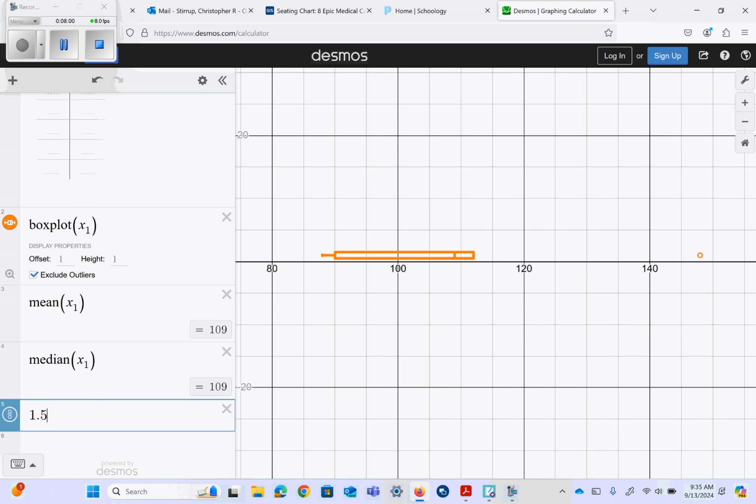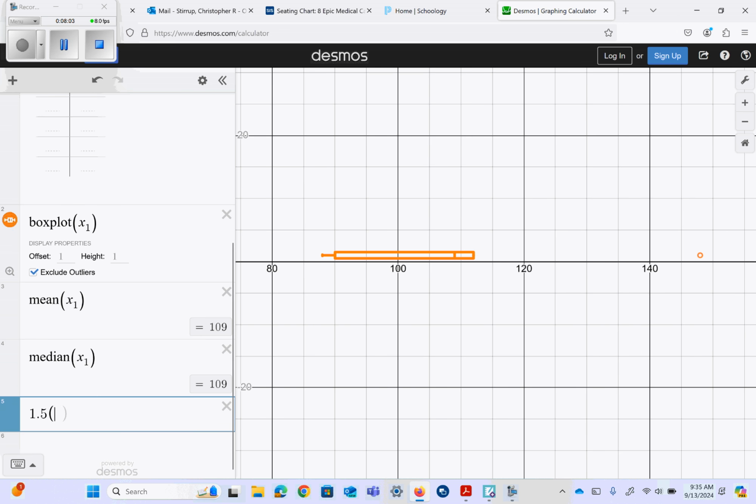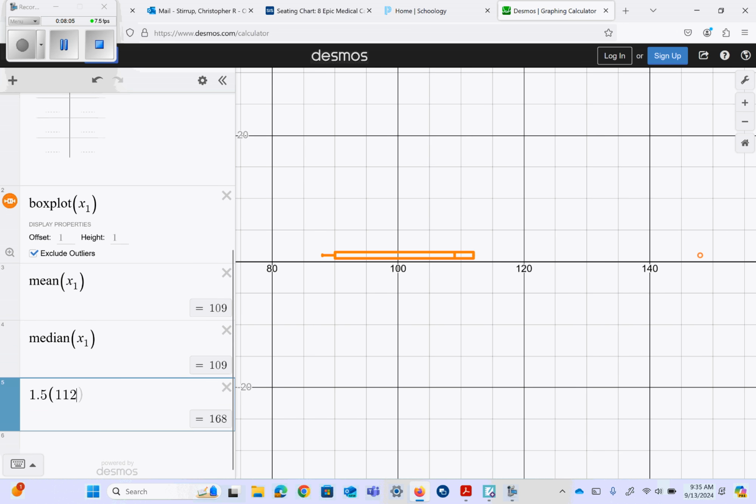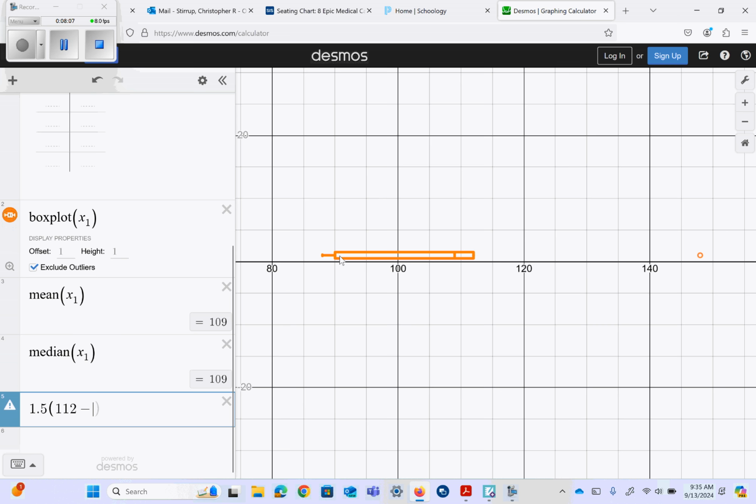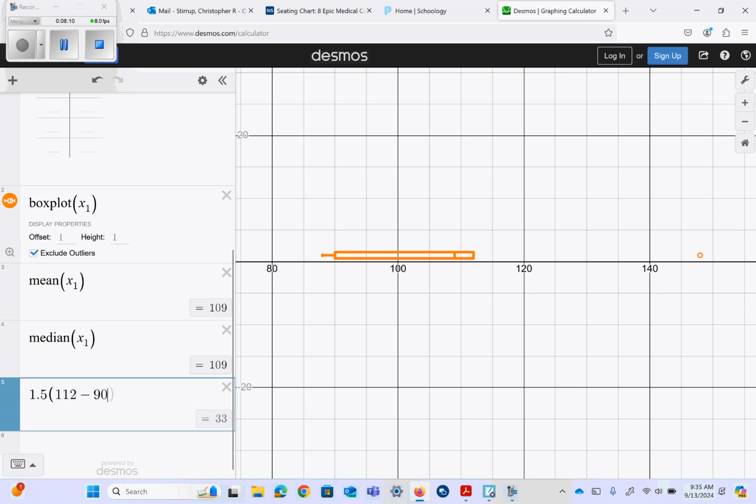1.5 times the IQR. So let's figure out the IQR. I have 112 as the Q1. I'm going to have to subtract it. This looks like it'd be about 90. And then I need to close my parentheses. And for Q3, it was Q3 plus 1.5 times the IQR. So that basically says that if you get out to 145, that becomes a true outlier.